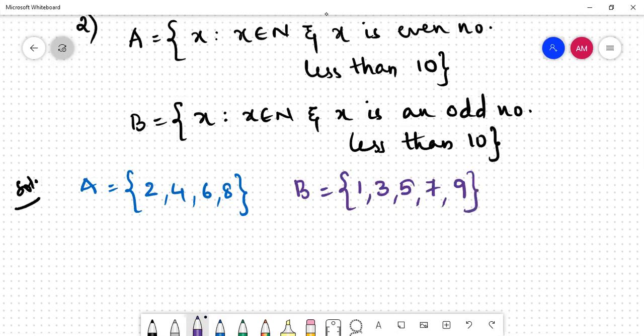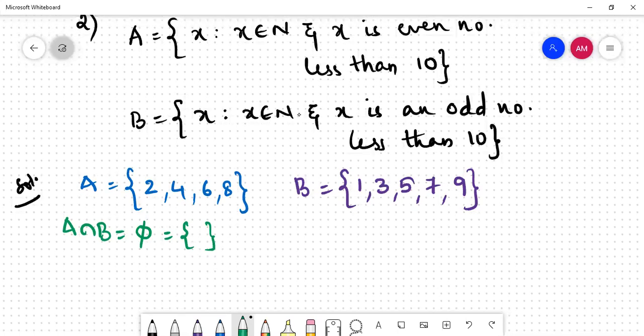That's all. So in order to draw Venn diagram, first what we have to do? A intersection B. Very good, ma. First we have to find A intersection B. Whether A and B have any common elements? No. Null set. Empty set. A intersection B is equal to empty set.